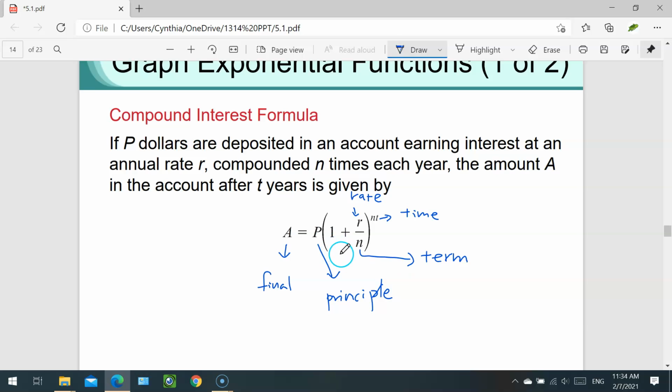So it depends on how many times they count the interest in a year. You could count annually, meaning only count the interest 1 time a year, or count the interest twice a year. We call that biannually.